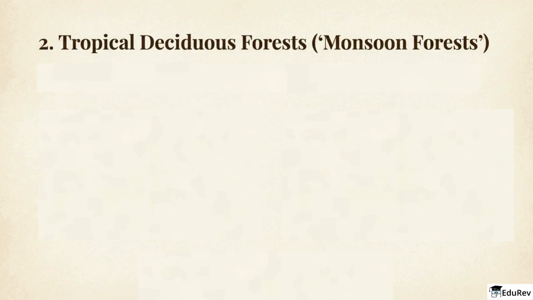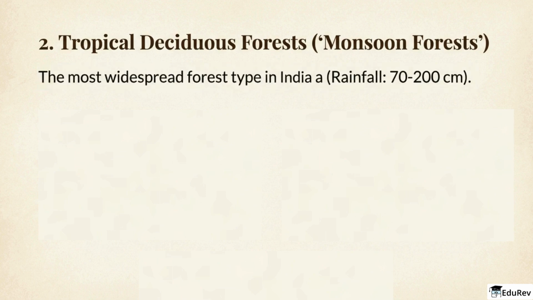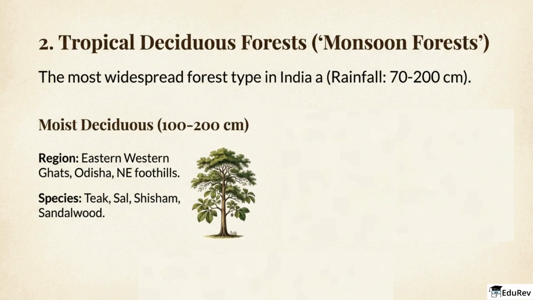Now we move to the most widespread forest type in India. Tropical deciduous forests, also called monsoon forests. These occur where rainfall ranges between 70 and 200 centimeters, and they split into 2 clear subtypes. Moist deciduous forests occur where rainfall is about 100 to 200 centimeters. The regions mentioned are the eastern side of the Western Ghats, Odisha, and the northeastern foothills. Key species are teak, sal, shisham, and sandalwood.